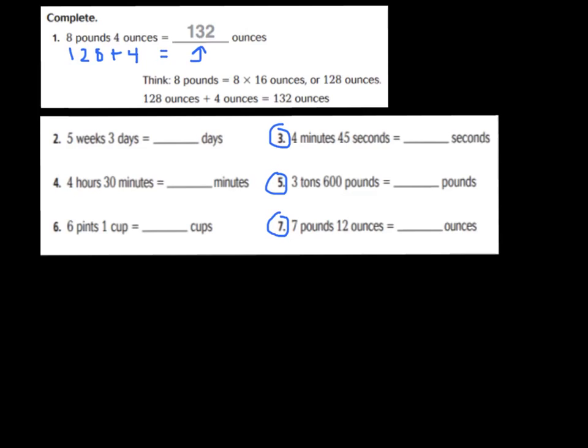Question 3 says 4 minutes, 45 seconds equals how many seconds? Well, let's look at our conversion sheet if you can't remember how many seconds are in 1 minute. I know, according to my conversion sheet, that 1 minute equals 60 seconds. Therefore, 4 minutes would have to have the equation 4 times 60, plus my extra 45 seconds. This is what my equation would look like.